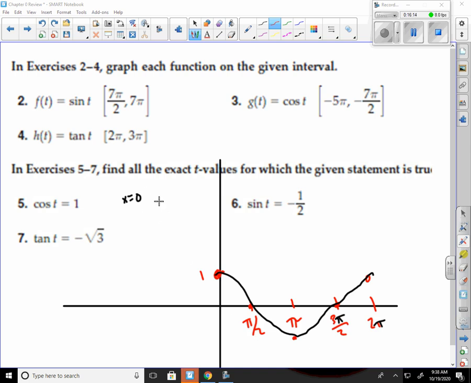So if you remember for these, all we have to do is 0 plus 2k pi, because at every 2 pi, it's going to be back up at 1.